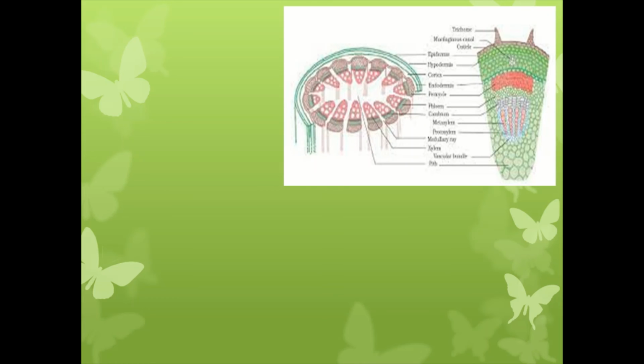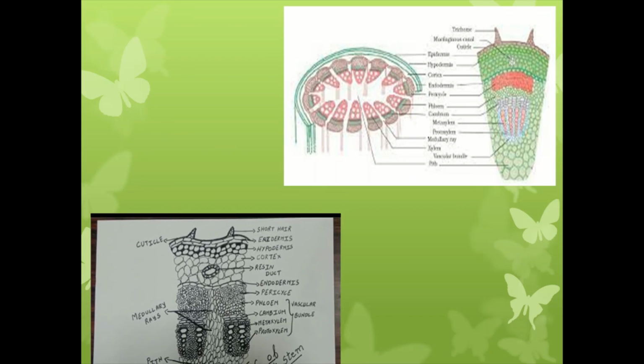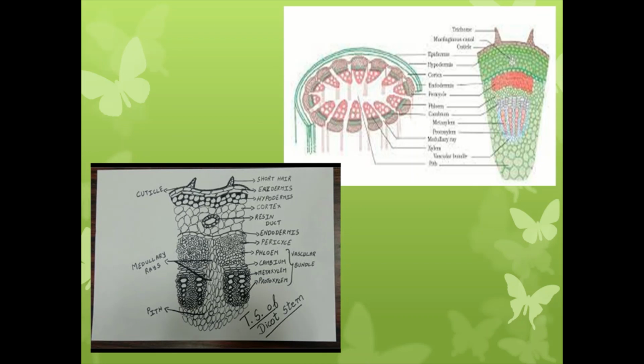Now over the epidermis there is a layer of cuticle, and the stem hairs are present, which are called trichomes. Below the epidermis, all the other layers, as we have already studied, hypodermis, cortex, endodermis, pericycle, phloem, cambium, xylem, and pith, everything is present. And when you draw it, you always have to draw it in this manner.